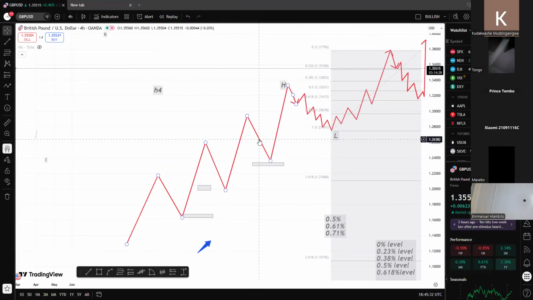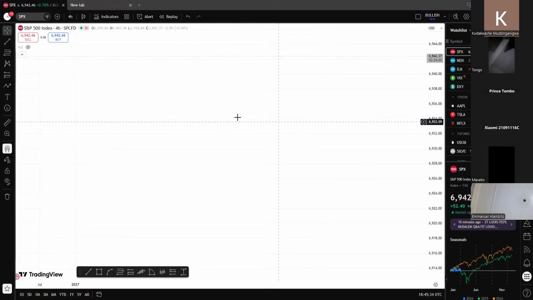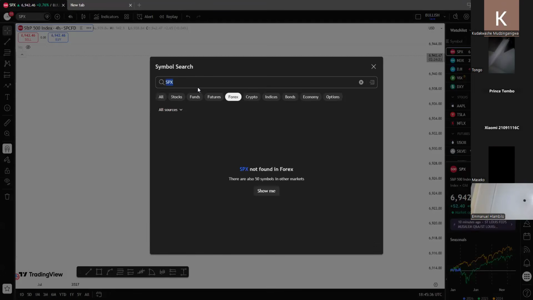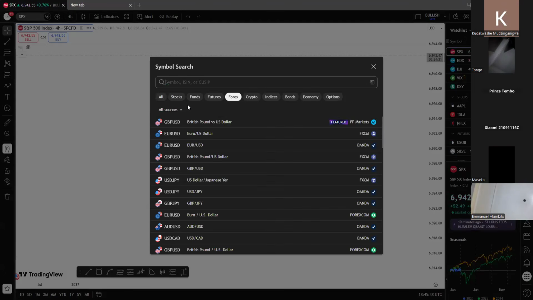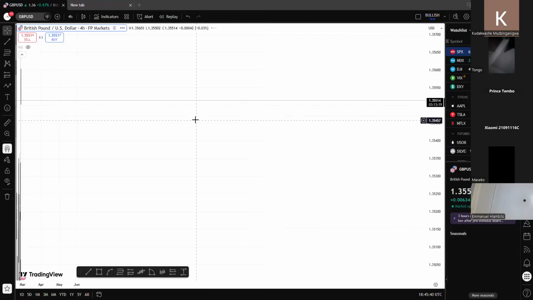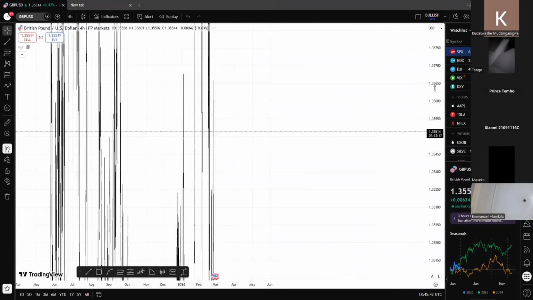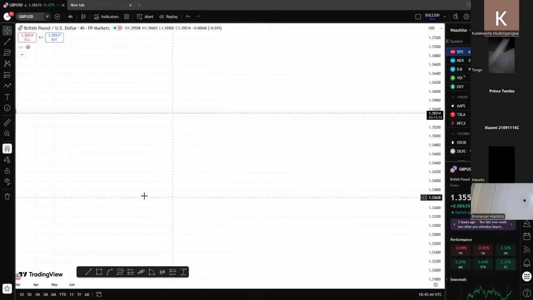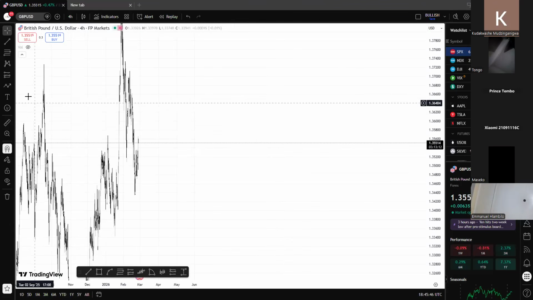So let's remove all this noise and continue. Sorry, I opened the wrong chat. So let's remove all that noise and let's continue. Okay, so we've removed it.